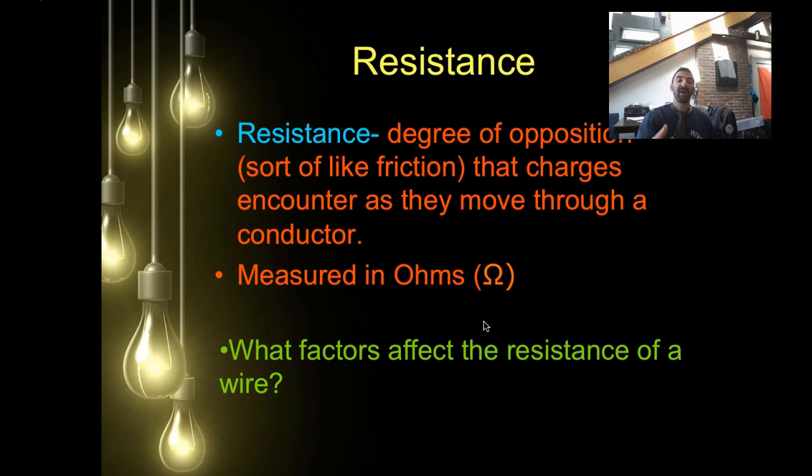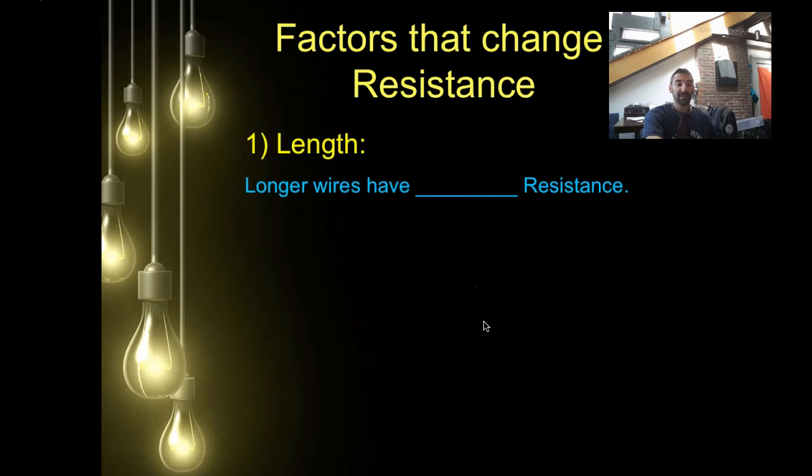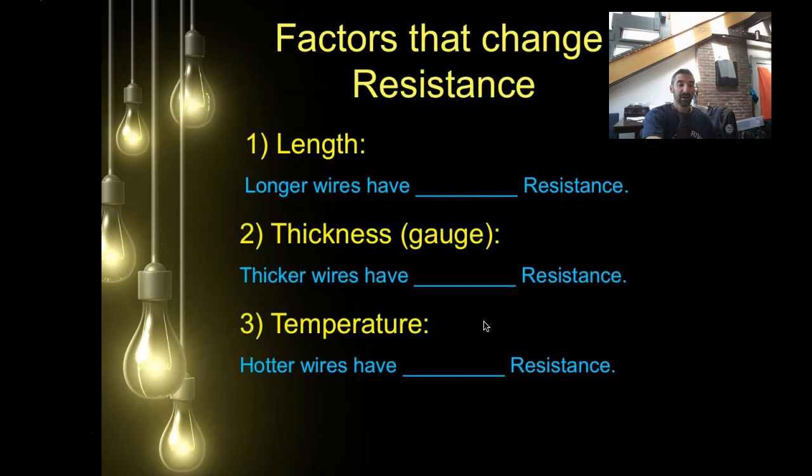Now, there are factors that affect resistance. Those factors are these three things. Think about it: long wires, the thickness of a wire, or the temperature. Now, resistance slows down electricity, makes it harder. So a really long wire has a high resistance. The longer the wire, the higher the resistance.